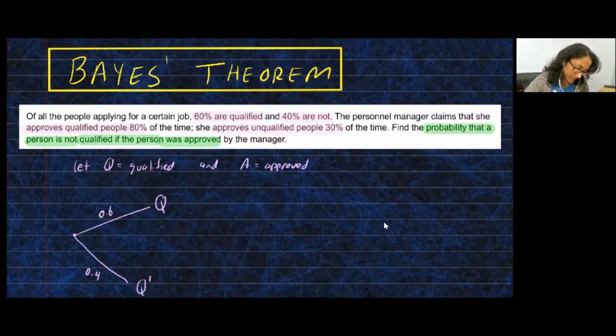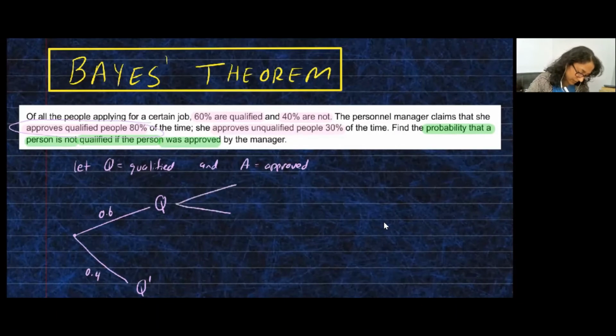Now the next branch is the conditional probability. So we know the manager claims to approve qualified people 80% of the time. So that's given qualified and being approved, that's 80%, which is 0.8. And qualified not getting approved, that will be 0.20 because they sum up to 1.